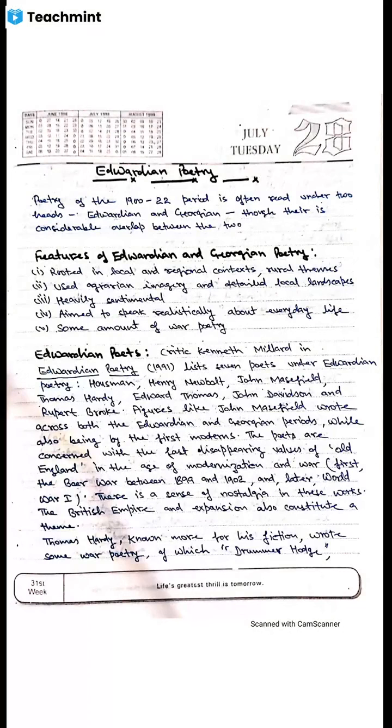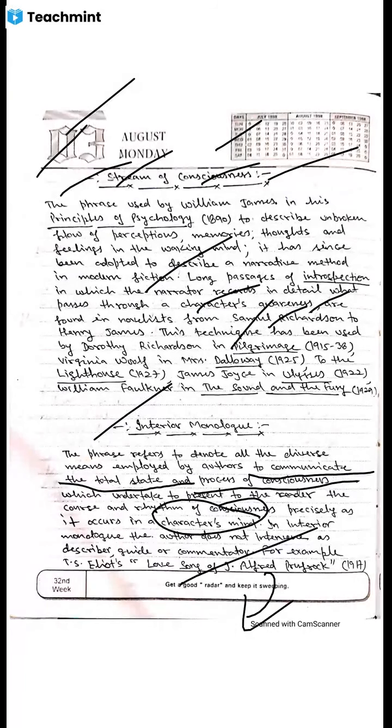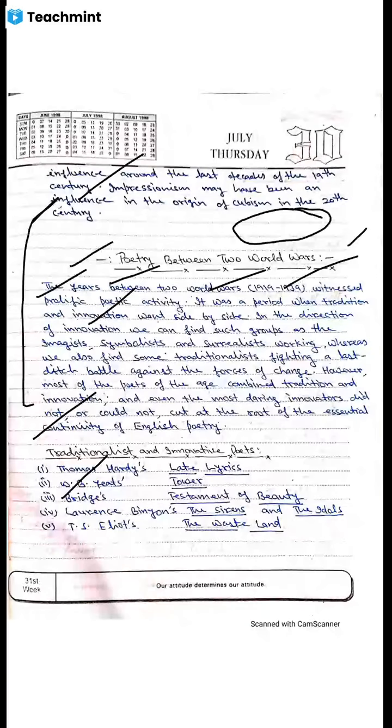So you will come to know that today, here, I have done Edwardian poetry, as I had said. So I have done Edwardian poetry, stream of consciousness, interior monologue, high modernism, automatic writing, poetry between these two worlds. I have done these, and will just meet you tomorrow. If you have any doubt, just send me in the WhatsApp group because I feel too tired. Okay.